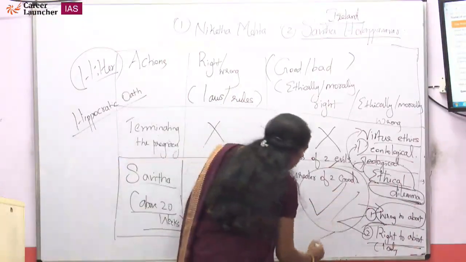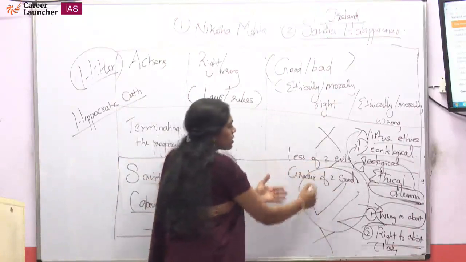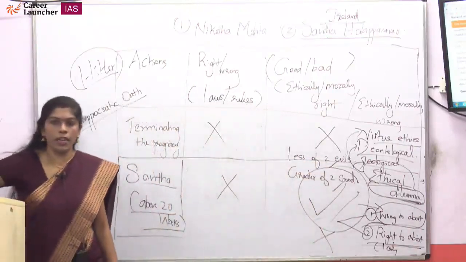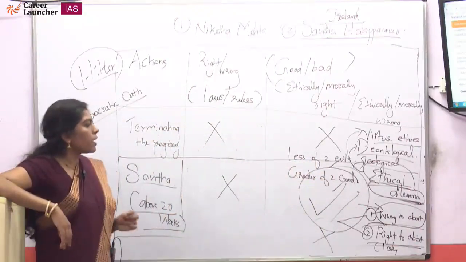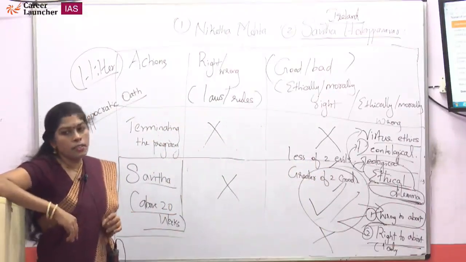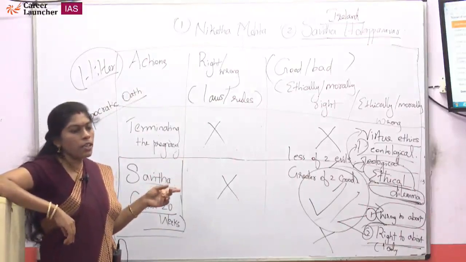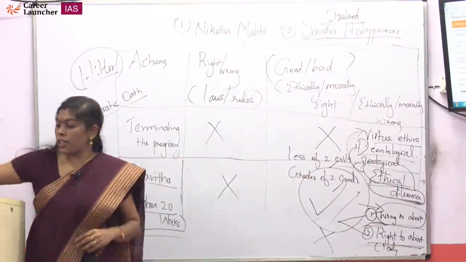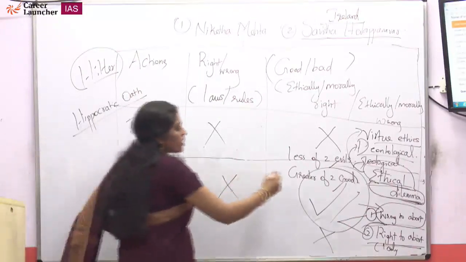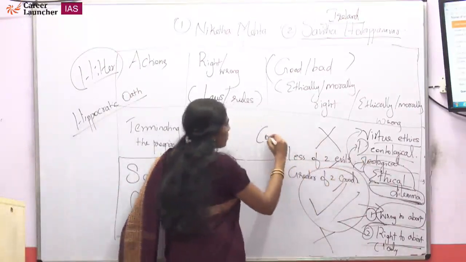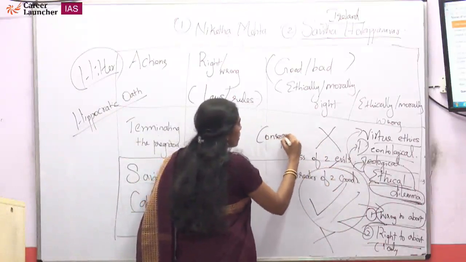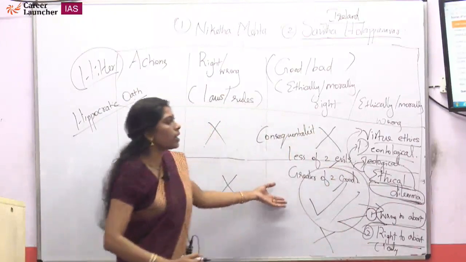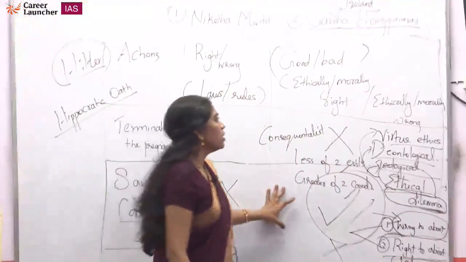Right or wrong, but you have to choose the lesser of two evils or the greater of two goods. That is why I chose right, based on teleological ethics. What is teleological ethics? This we will study elaborately in the next class. Teleological ethics is otherwise called consequentialist ethics. Okay, I chose this option. Understand clearly, please.